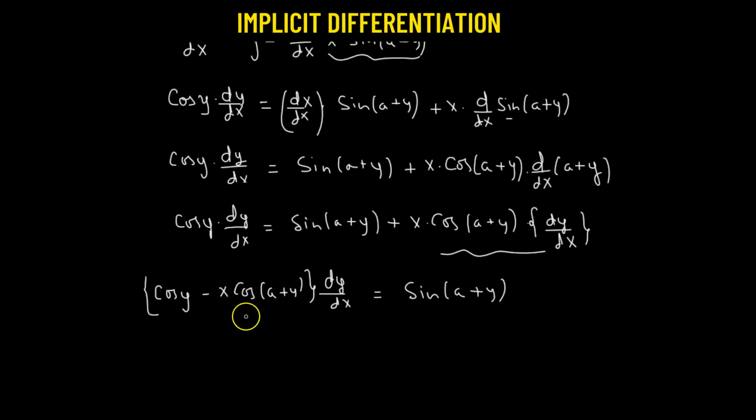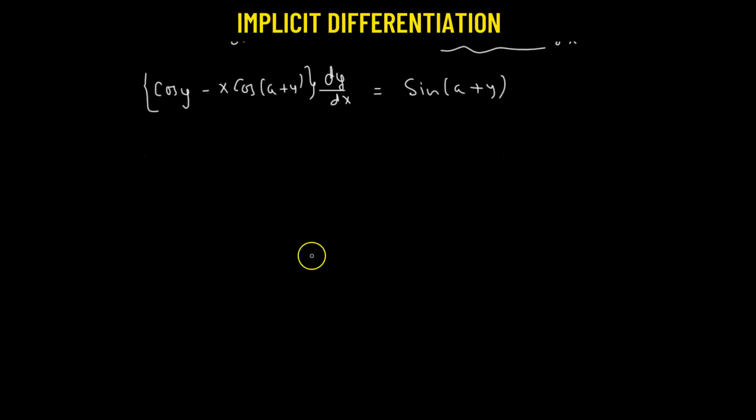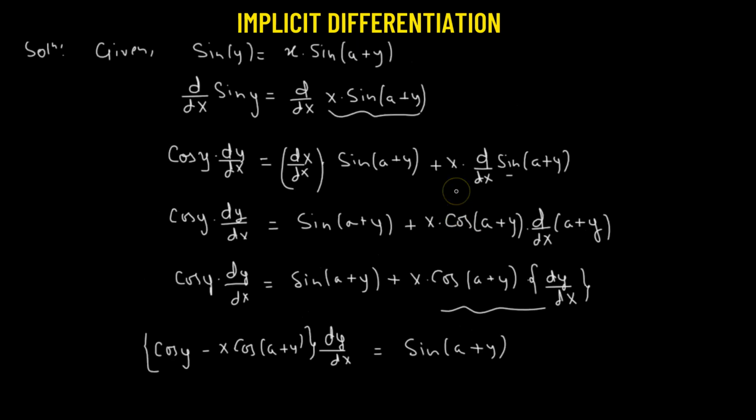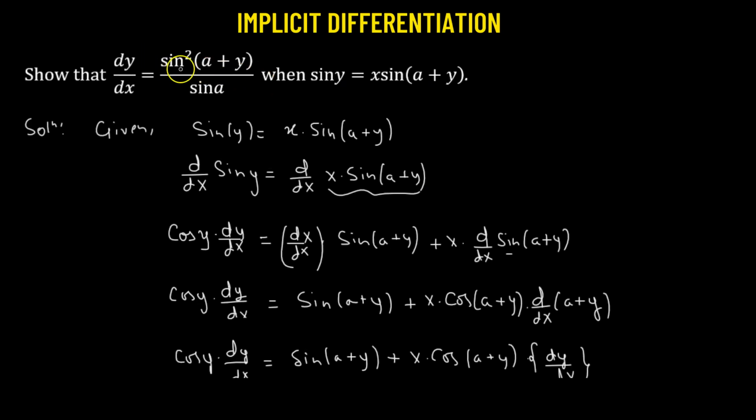Now we'll divide each side by the coefficient of dy over dx. So this is going to give us the derivative of y with respect to x equals, in the numerator we have sin(a + y), and in the denominator we have cos y minus x times cos(a + y). Now if we look at our original problem, we need to have sin squared of (a + y) in the numerator.